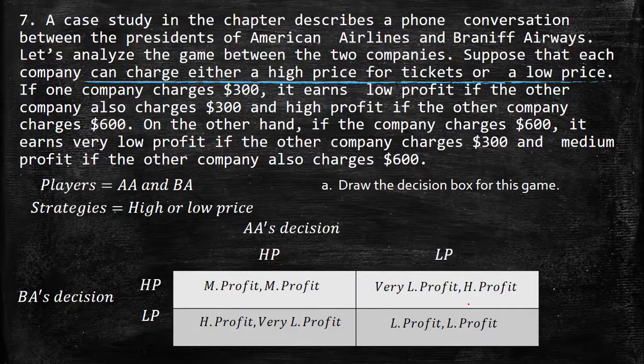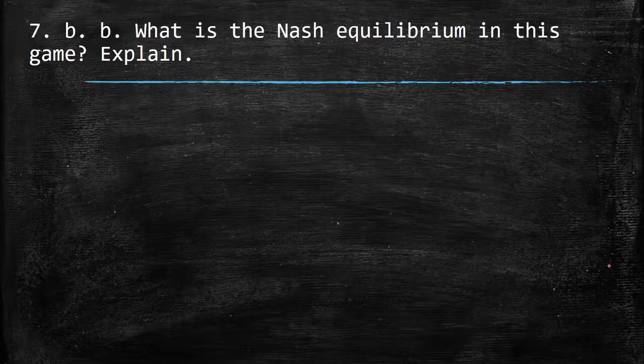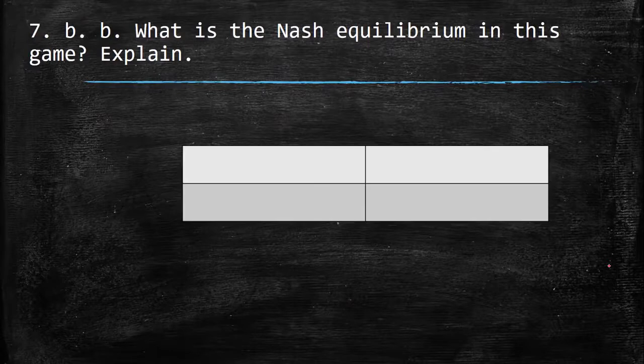Okay, this is given because if the other one moves with a high price, then the other one will capture more market. So it should be high profit when the other makes a high price. Okay, and then medium profit if the other company charges 600. So this is the box for this game. Okay, then what is the Nash equilibrium in this game? Explain.